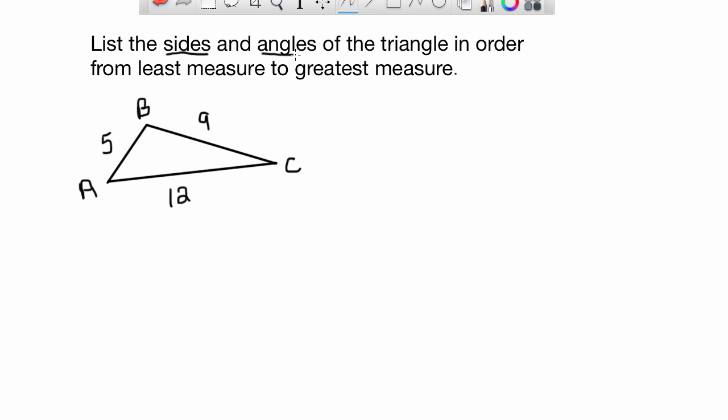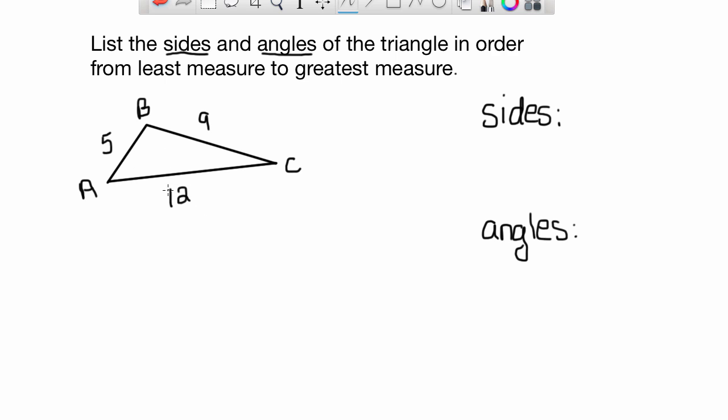and the angles of the triangle in order from least measure to greatest measure, I'd write over here, sides, and then do a colon, and you can list them either underneath or directly to the right, and then I would do angles. Okay. All right. And a colon. Okay, so the sides is easy.